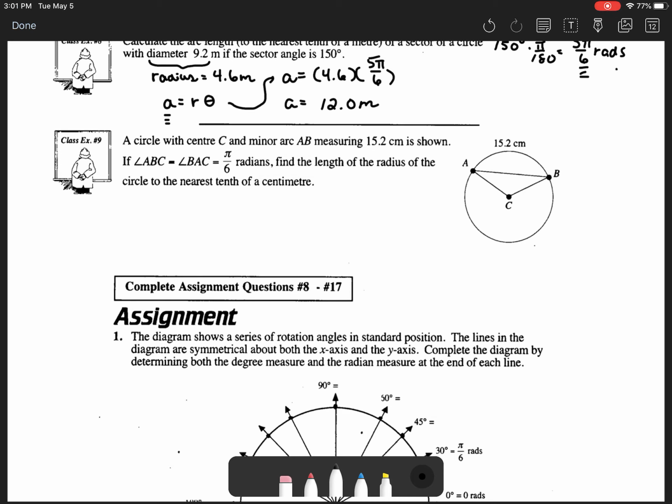All right, last question for today. It says a circle with center C and a minor arc AB is shown, which is 15.2 centimeters.